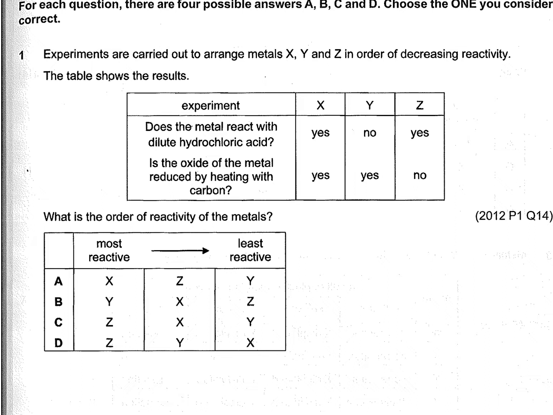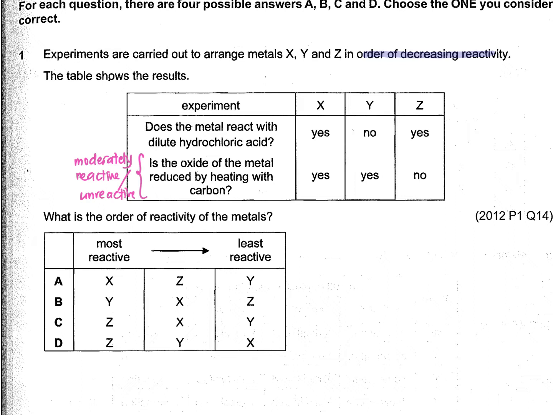Okay, so this is what the question is about. You are given a table of results and the two experiments carried out. One is the reaction of metal with dilute hydrochloric acid. The second one is the reaction involving the metal oxide, and whether it can be reduced by heating with carbon. For this second experiment, it is only carried out for the moderately reactive or the unreactive metal. For very reactive metals, you cannot carry out using this method.